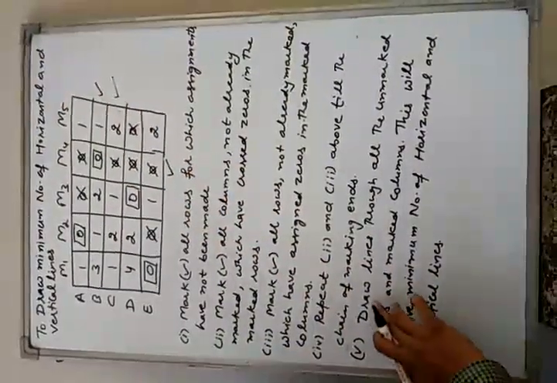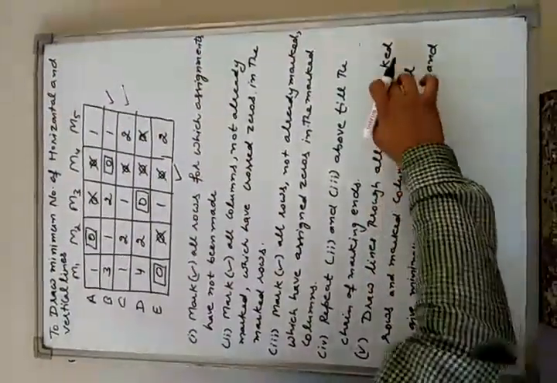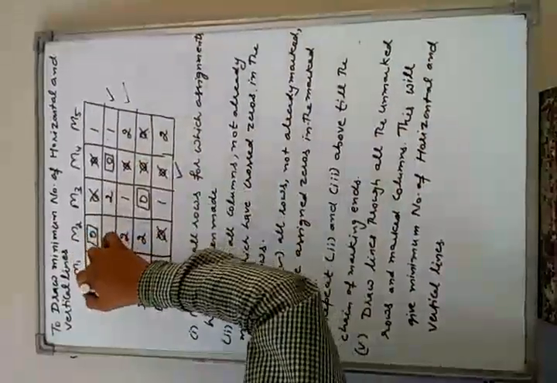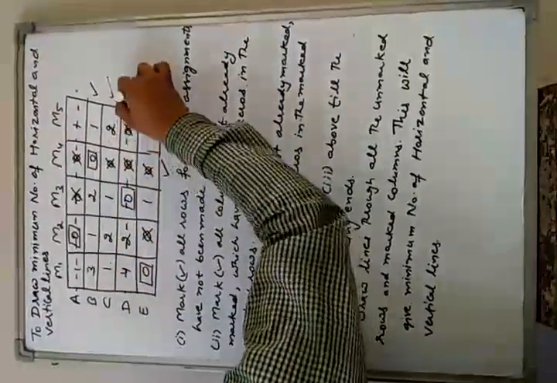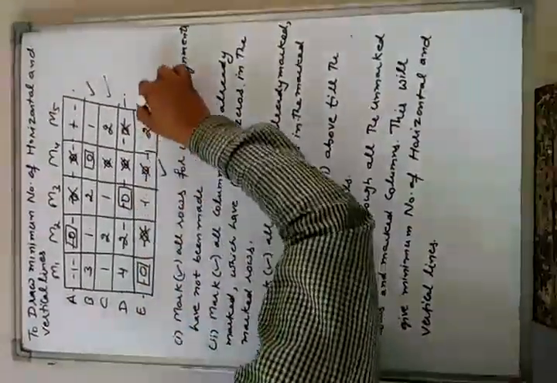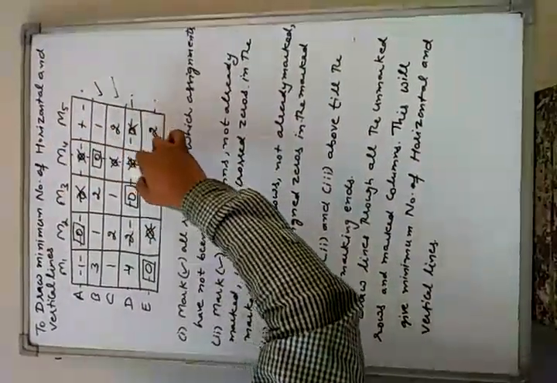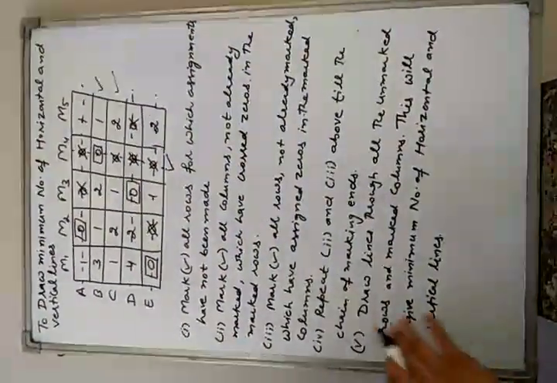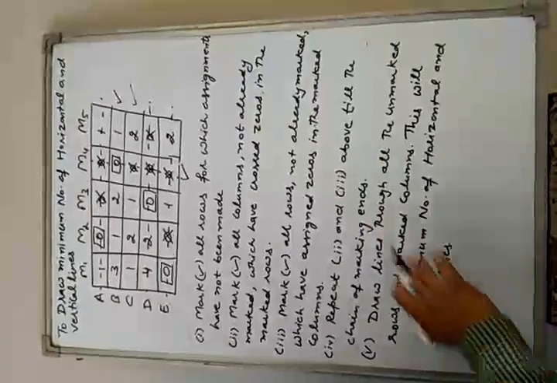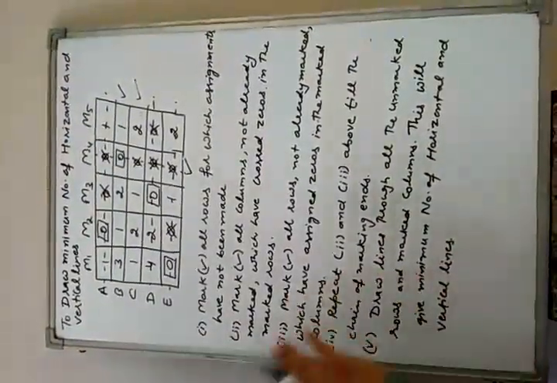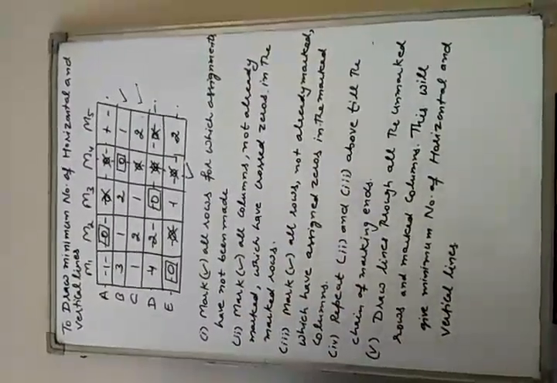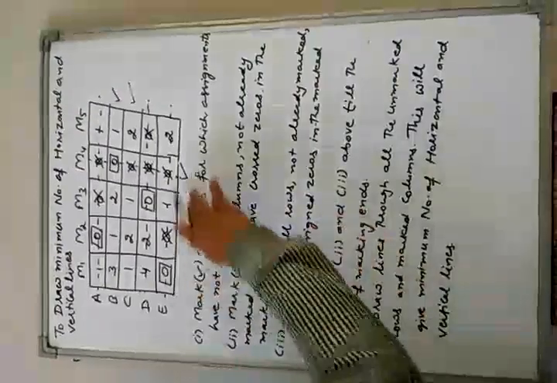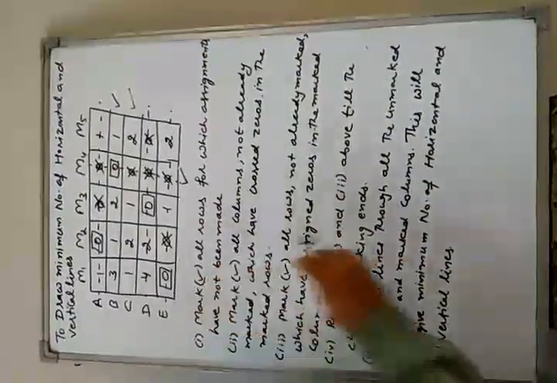Now we have to draw lines through all the unmarked rows. Our unmarked rows are this, this, this, this. And this is our marked column. Therefore, this is the second procedure to draw the minimum number of horizontal and vertical lines. You can follow any procedure from these two procedures, but my preference is that you follow the second procedure in which marking is done.